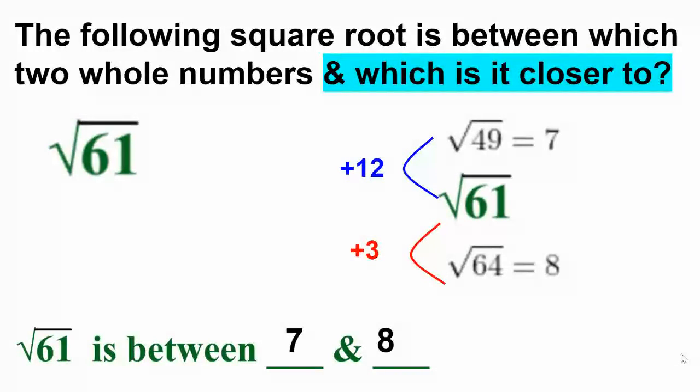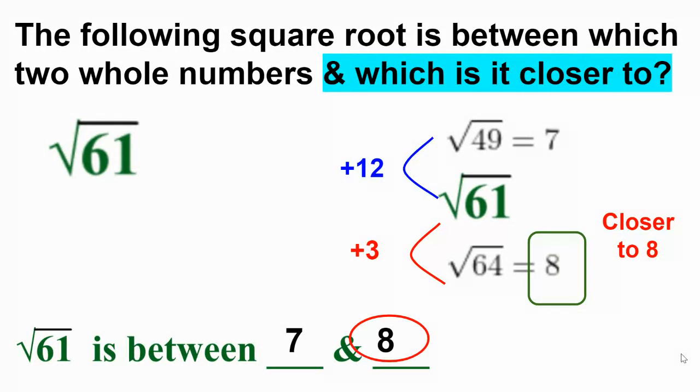So as you can see, very easy, because 61 is closer to 64, therefore the square root of 61, even though it's between 7 and 8, has to be closer to 8. So all we're going to do now is indicate that it's closer to 8, and we're just going to circle right there. We're going to say, okay, I know it's between 7 and 8, but it has to be closer to 8. And by just doing a quick adding or subtracting, you can really figure out which one it's closer to.